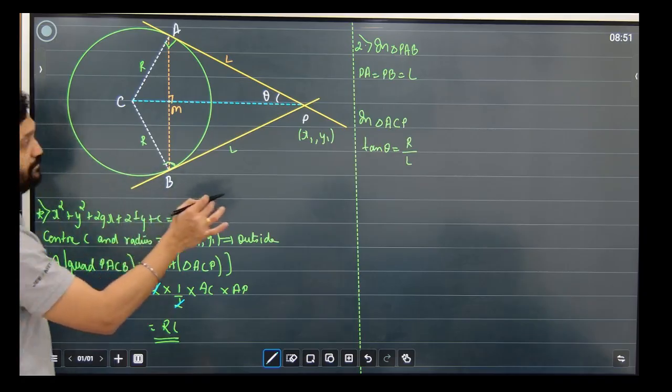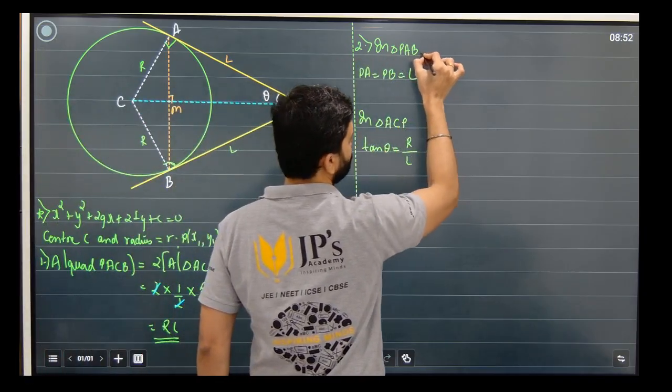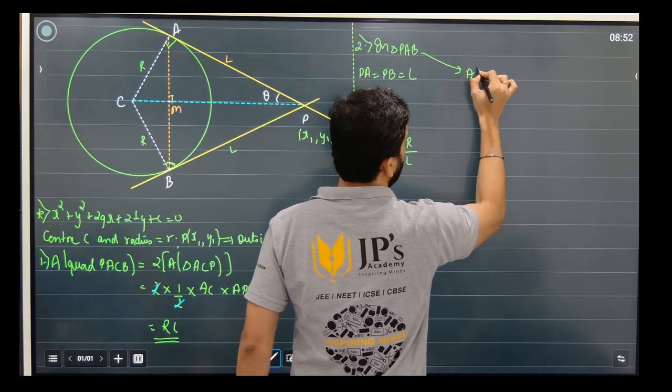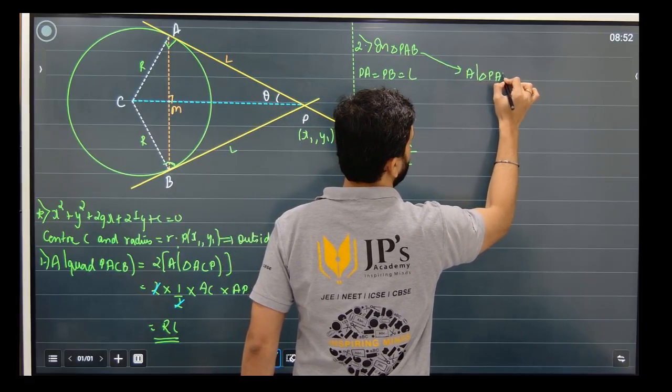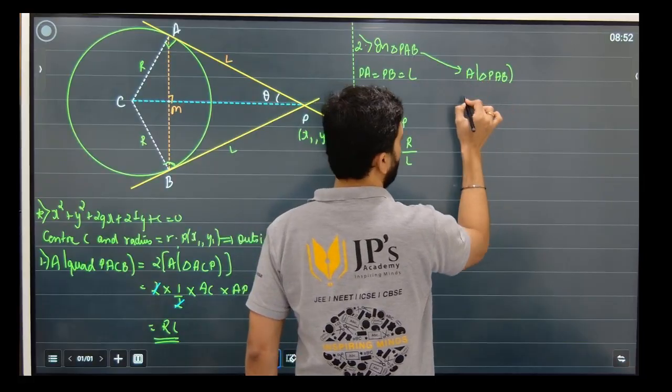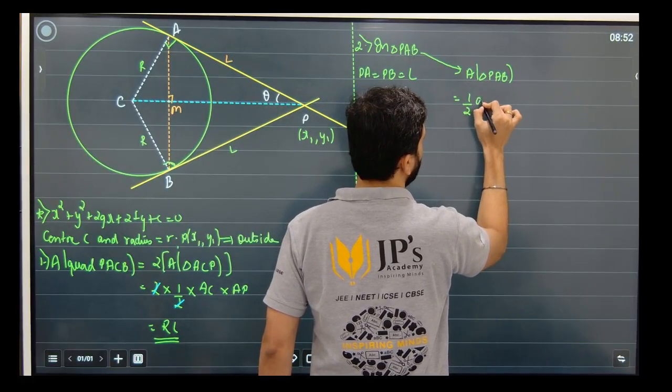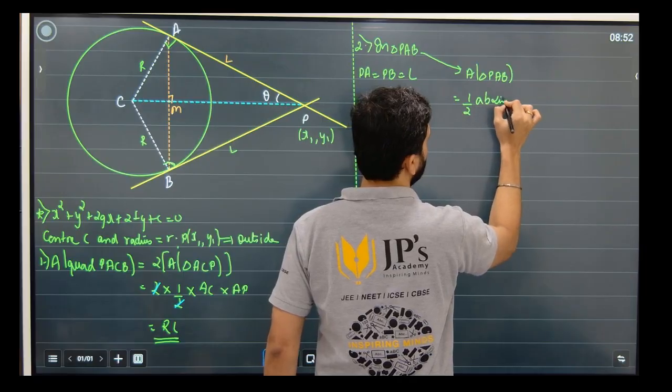And parallelly, look at this. The area of triangle PAB, and as we know, the area of any triangle is nothing but half AB sin theta.